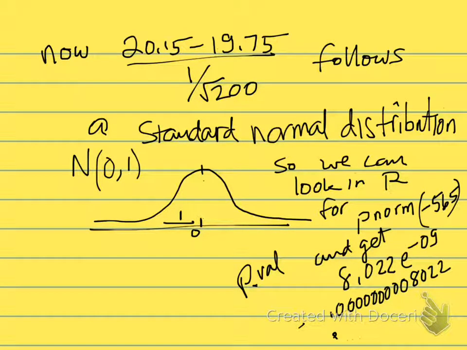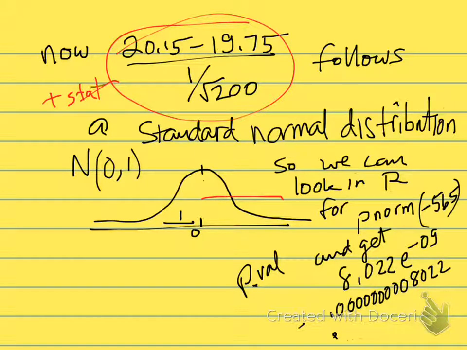So again, this statistic, which we'll often call a t-statistic, or t-stat for short, follows a standard normal distribution. So we can look in R, where we have the command pnorm, negative 5.65, and we get 8.022 e to the negative 9. So that's 9 zeros, scientific notation, right? 9 zeros and then 8022.